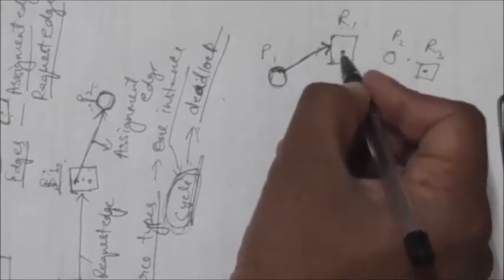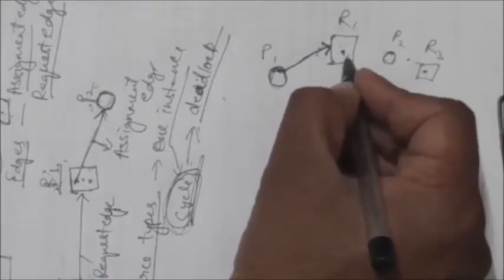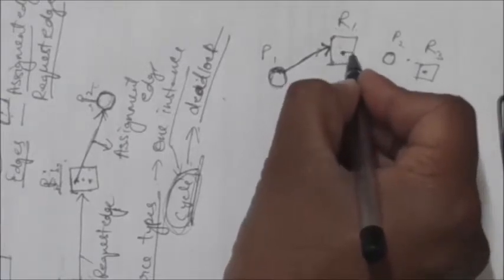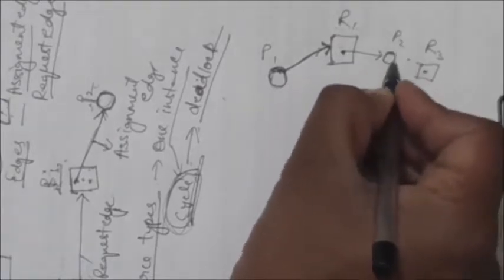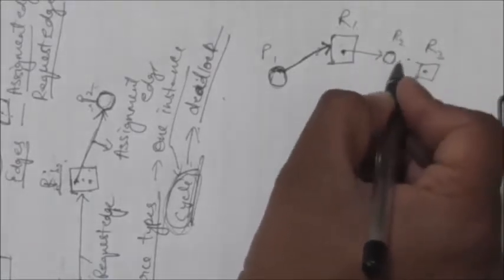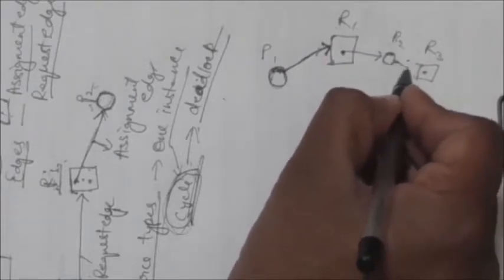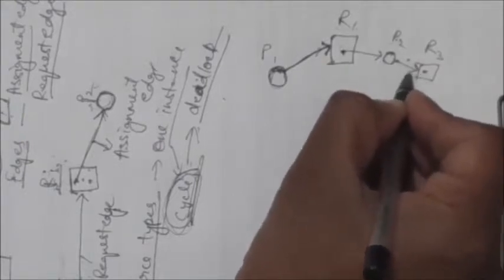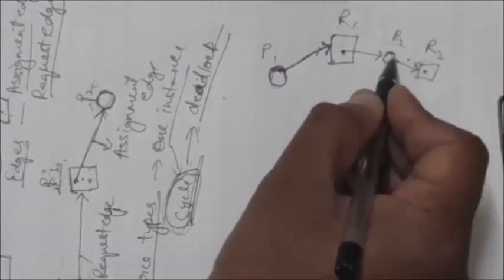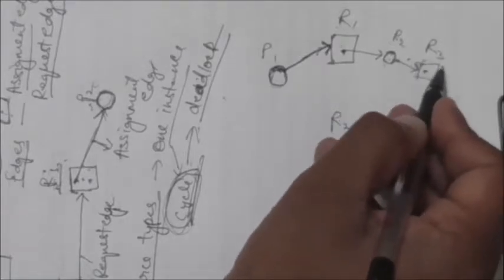Now suppose this instance of resource type R1 is assigned to the process P2. To represent this, I will draw an edge from this dot to the vertex which represents the process P2. And this process P2 is requesting a resource of type R3, so to represent this, I will draw a request edge from the vertex which represents the process P2 to the vertex which represents the resource type R3.